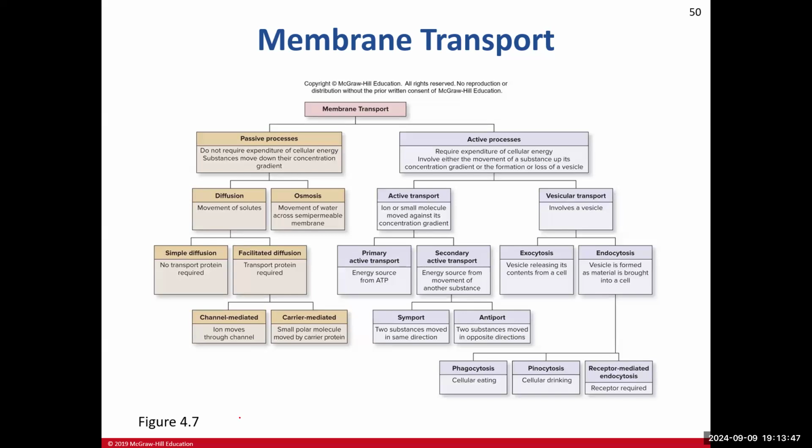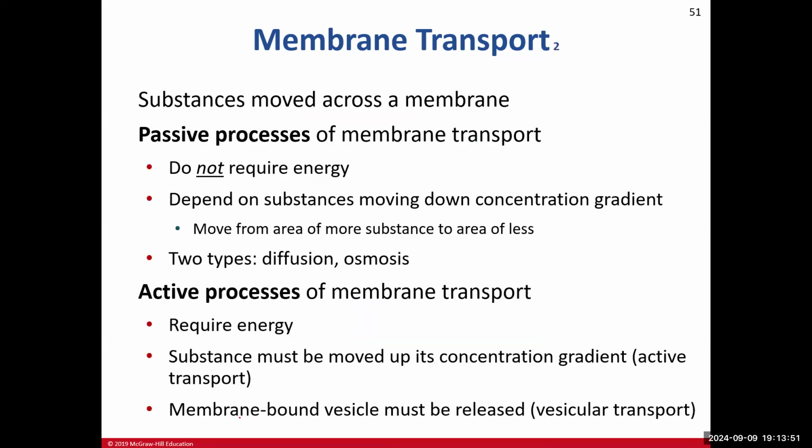But by the time you're done with this chapter, you should have a pretty good idea of the different types of membrane transport. So let's talk about membrane transport. So passive versus active. Passive processes, it's even underlined up there, do not require energy, period, end of story. So no energy is utilized during passive transport. And so that's one of the qualities.